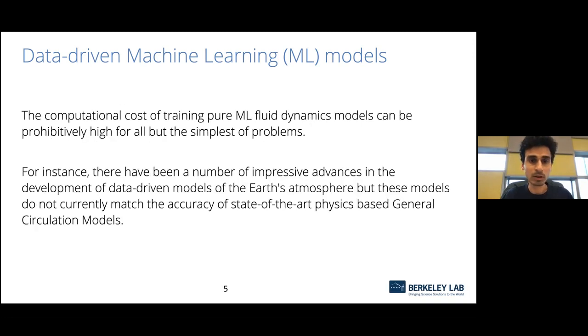The computational cost of training pure machine learning fluid dynamics models can be really high for all but the simplest of problems. For example, so far there have been a lot of impressive advances in the development of data-driven models of the Earth's atmosphere, but these models don't currently match the accuracy of state-of-the-art physics-based general circulation models.